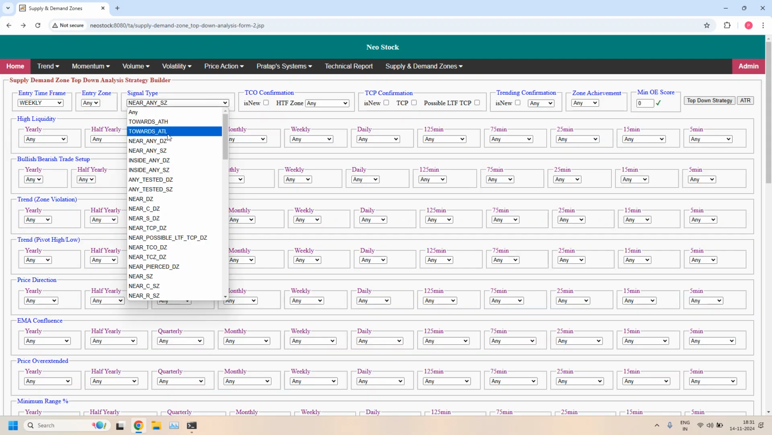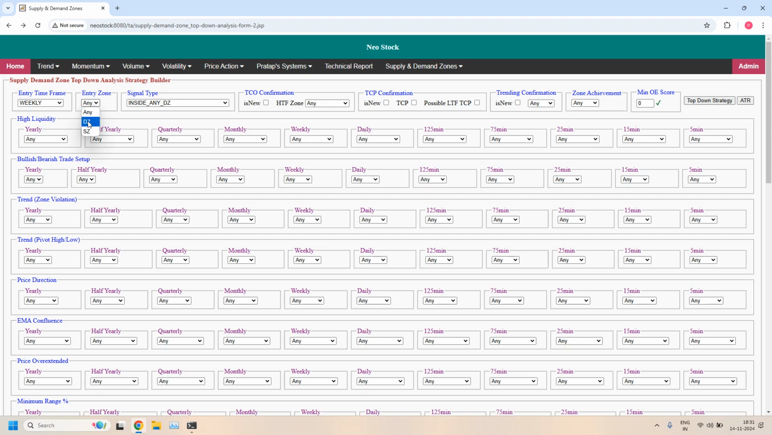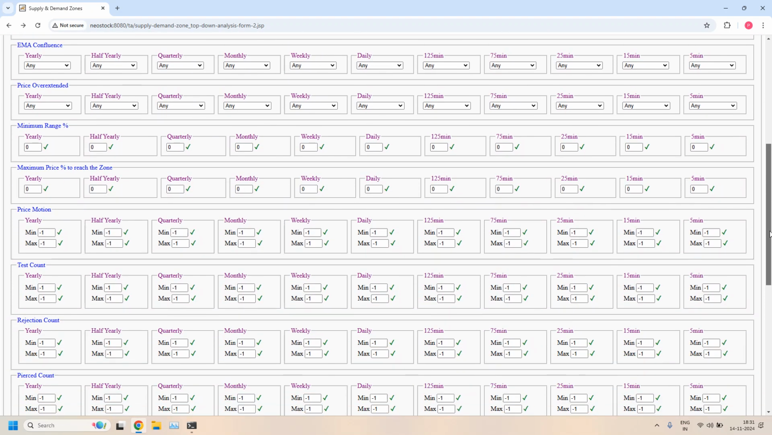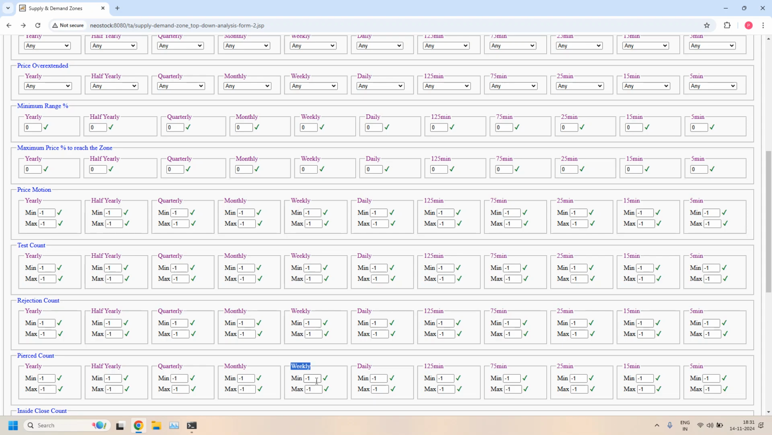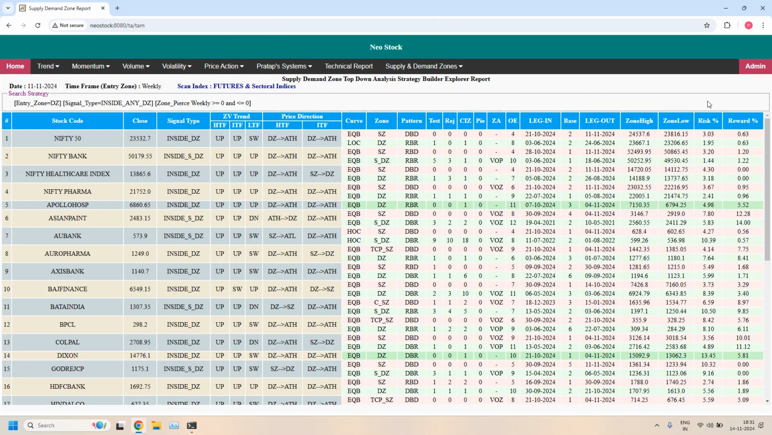Next, for weekly time frame, let's find the stocks where price closed inside weekly demand zones. So these weekly demand zones should not be pierced. So in the pierced count, this time weekly time frame, minimum value I am setting 0, maximum value 0. That means weekly demand zone should not be pierced. So first 16 stocks in the list, all these are weekly demand zones. Some are having high liquidity demand zones. That is what you should observe. Inside S_demand zone means high liquidity. Inside demand zone means normal demand zone.